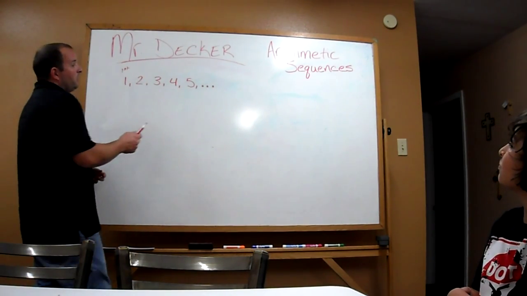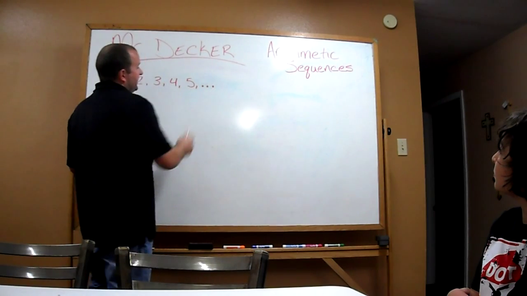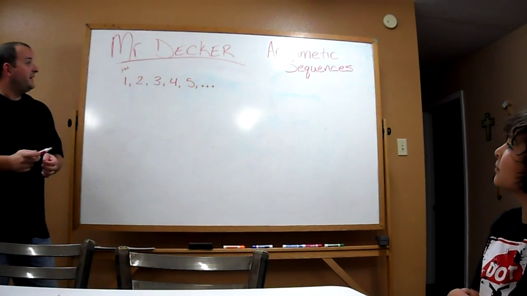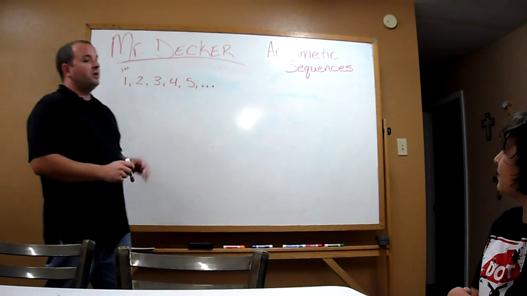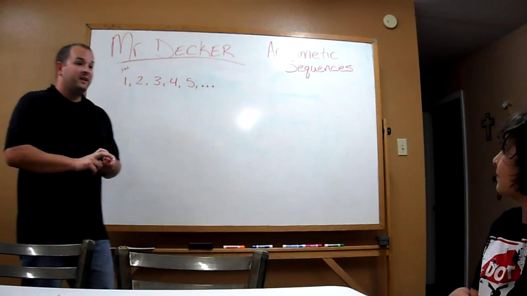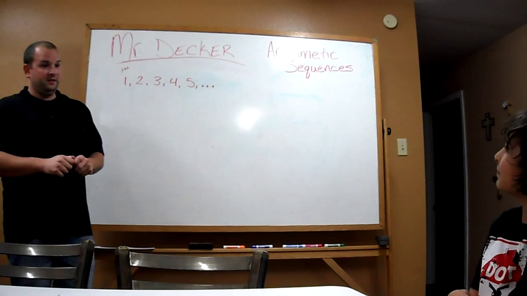And then our final thing we're going to go over is these 3 dots at the end. The 3 dots at the end are called an ellipsis. And the ellipsis means that this sequence will go on forever and ever, because our numbers will keep going.